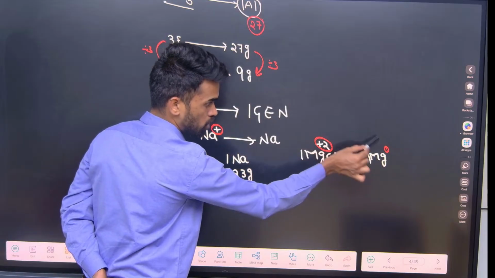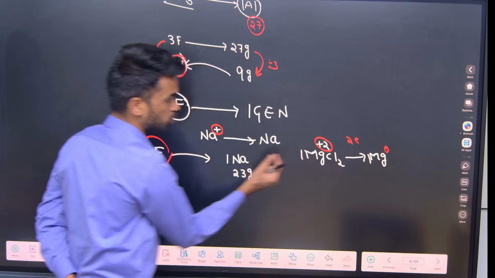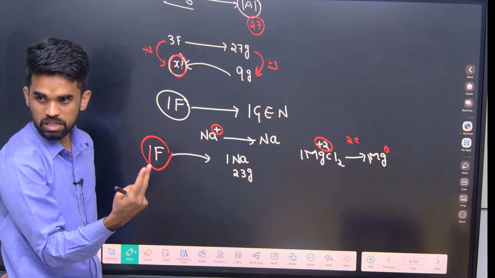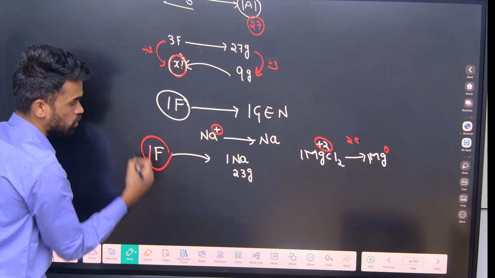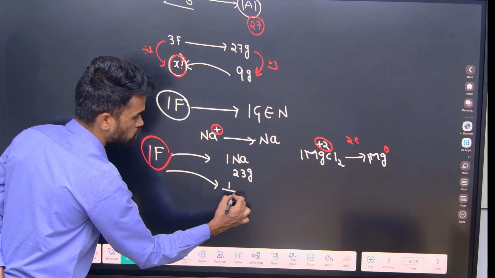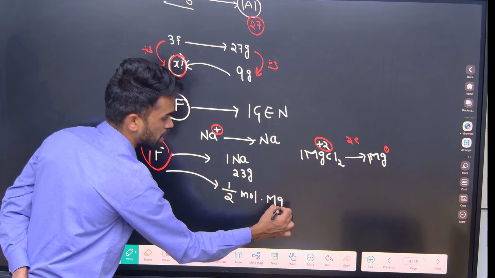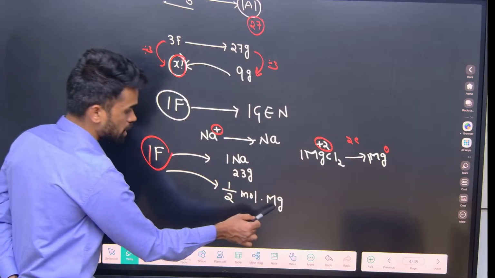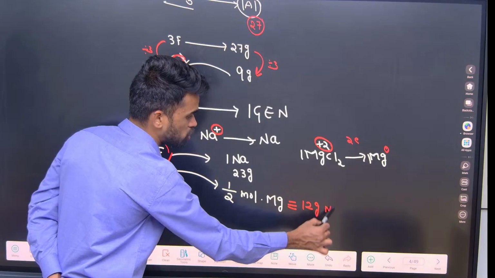So for 1 mole of this conversion, we require 2 electrons for each species. So it means 2 moles of electrons are required, or 2 Faradays are required. But how much am I sending here? Only 1 Faraday. So this will deposit only half a mole of magnesium. Is this clear or not? Half a mole of magnesium is equivalent to 12 grams of magnesium.